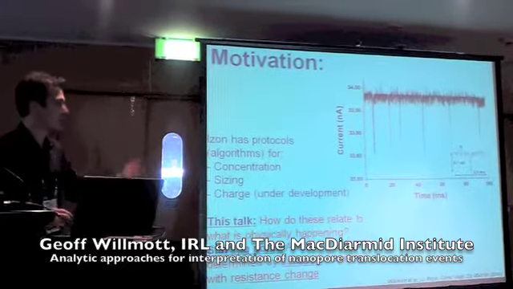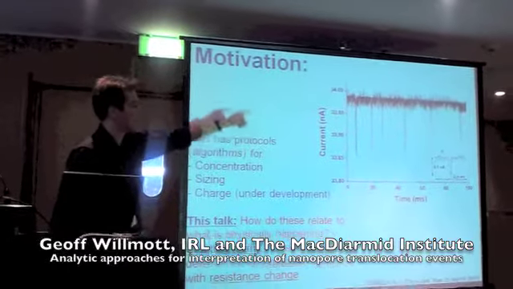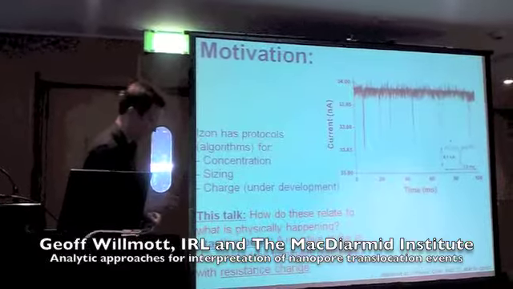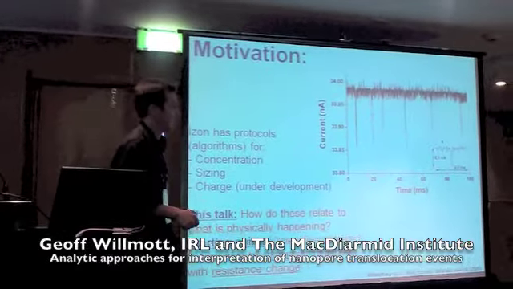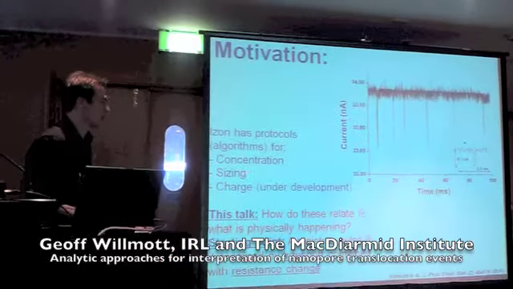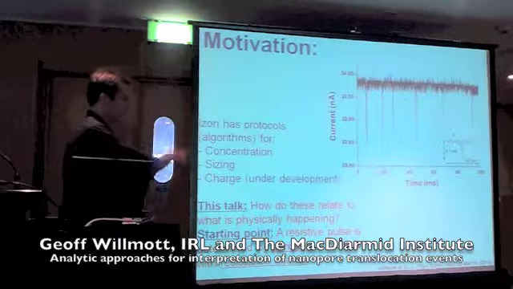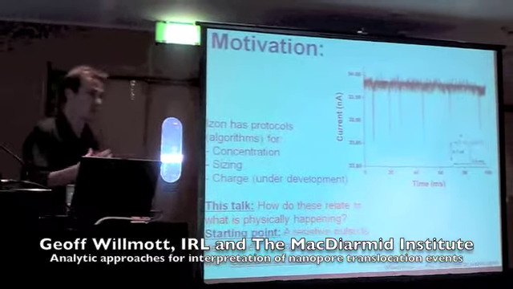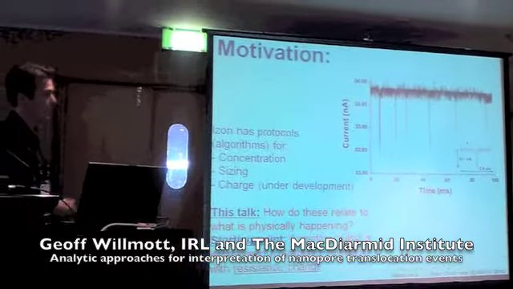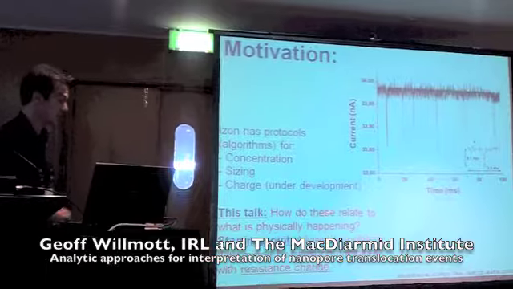So motivation is the typical nanopore-based measurement where you have a baseline current with pulses when particles go down through it. And you can expand that out and there's some shape to that event. ISON has developed protocols for measurement of concentration and sizing, and charge is under development. That's concentration of the particle, size of the particles, charge, or zeta potential on the surface of the particle. So I want to relate what's happening in this measurement to these protocols, so what's actually physically happening.